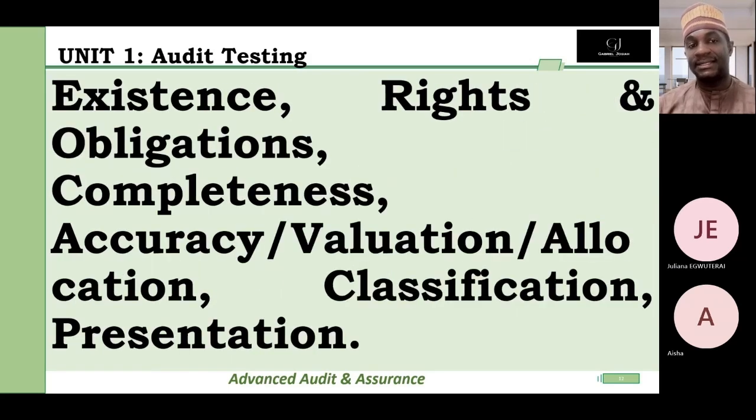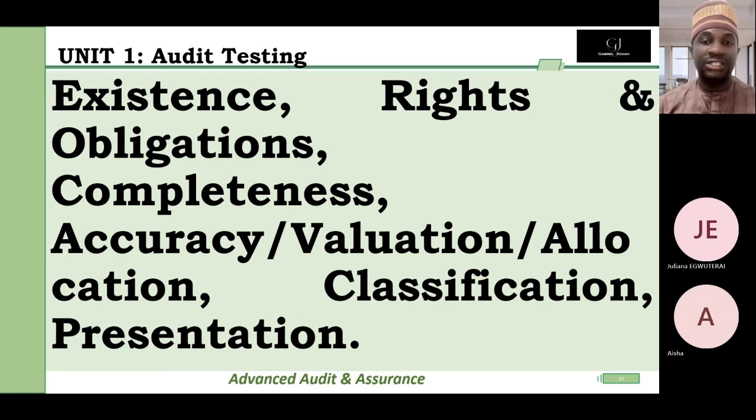Then also the existence of assets mostly. The rights and obligations of the company to own those assets, completeness, the accuracy of their valuation. What are they valuing your property, plant, and equipment as on a yearly basis, apart from the cost? Because remember, there's depreciation, and depreciation will be reducing the lifetime or life cycle of that asset. Then how is the allocation and the classification presentation, especially for those assets? So the existence of the asset must be cited.